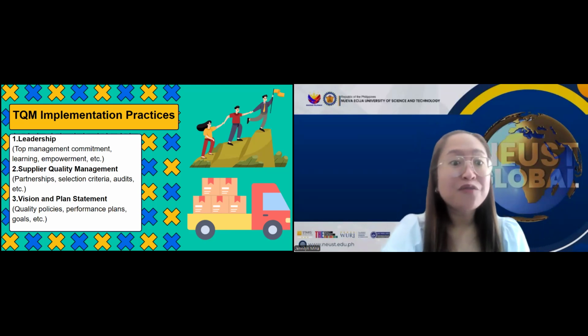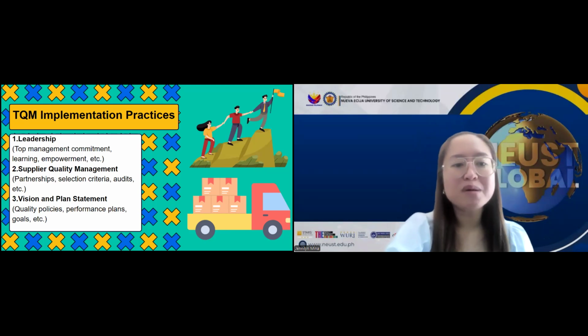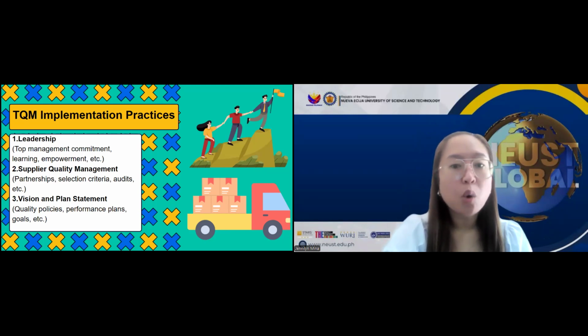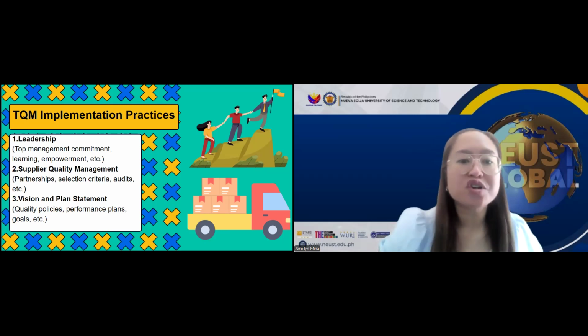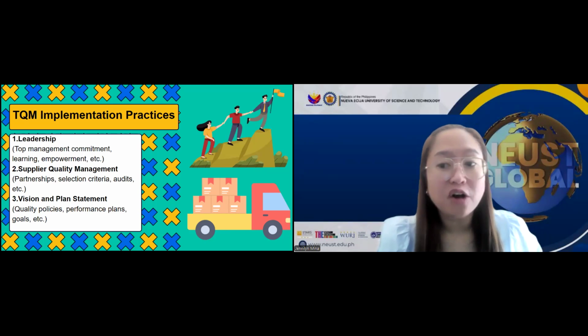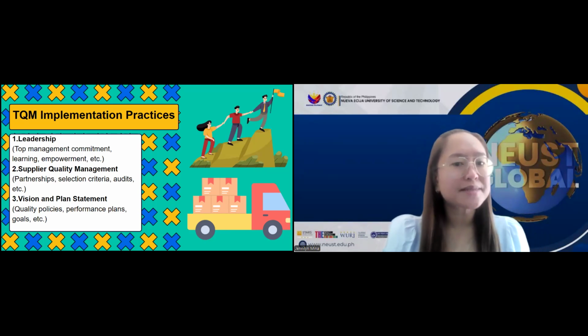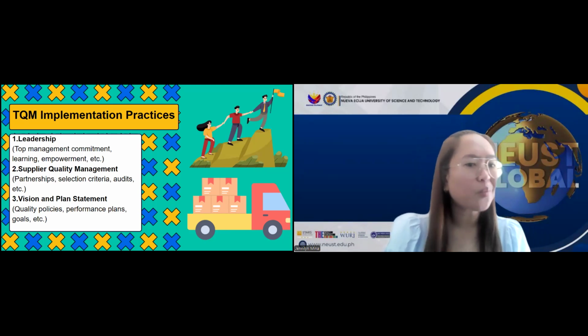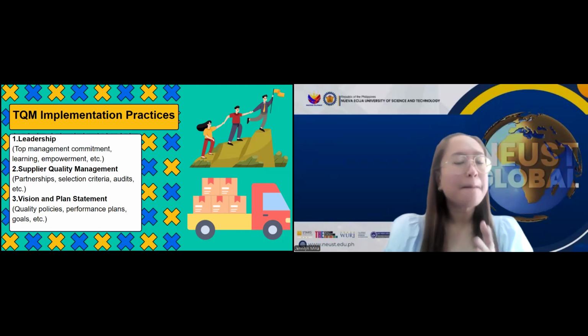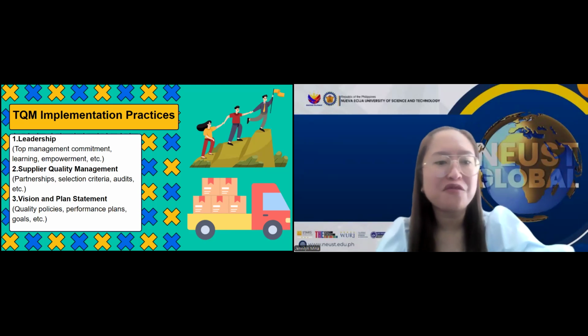Example, the favorite Starbucks. Of course, Starbucks' vision is to inspire and nurture the human spirit, one person, one cup, and one neighborhood at a time. It follows a quality policy, ensuring ethical sourcing and high standards in coffee production. The company has a sustainability plan to reduce waste and improve customer experience. Starbucks regularly evaluates and adjusts its quality goals based on customer feedback.